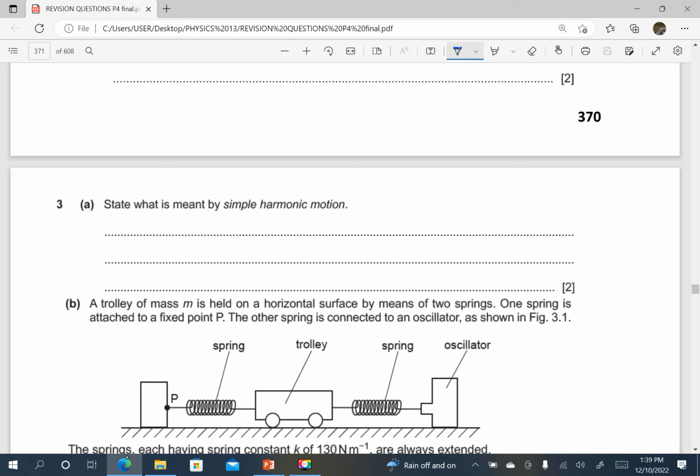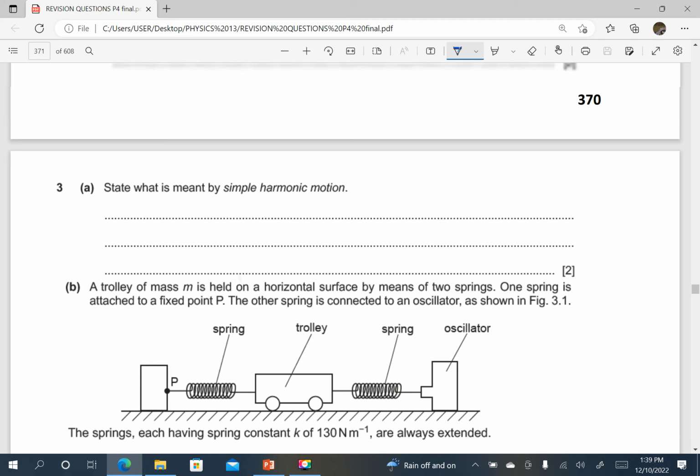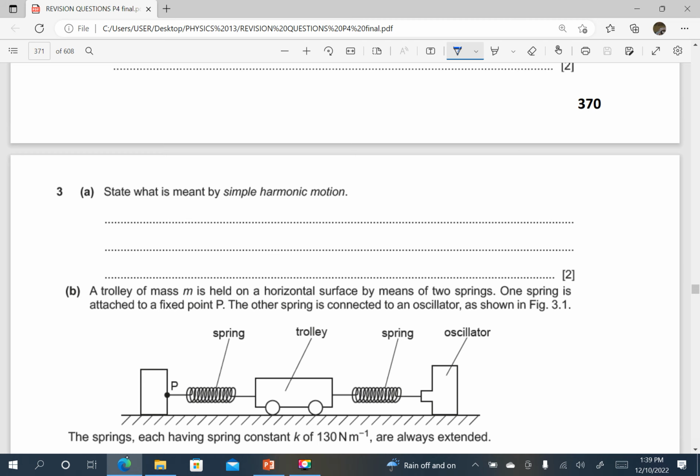Okay, state what is meant by simple harmonic motion. At this point now, simple harmonic motion is something you're familiar with. So for simple harmonic motion, acceleration is directly proportional to the displacement. Acceleration and displacement are in opposite directions.